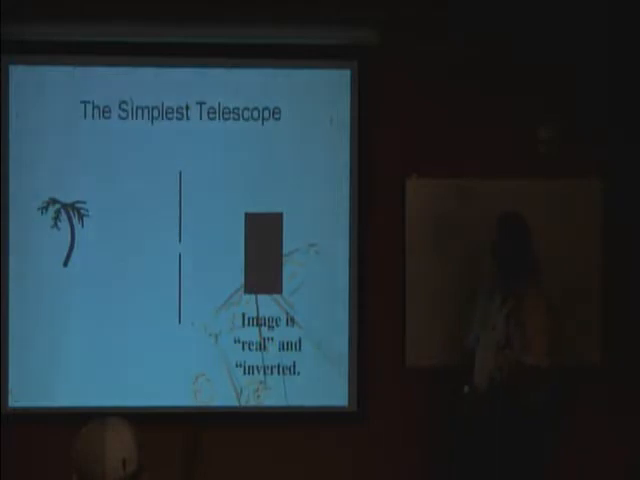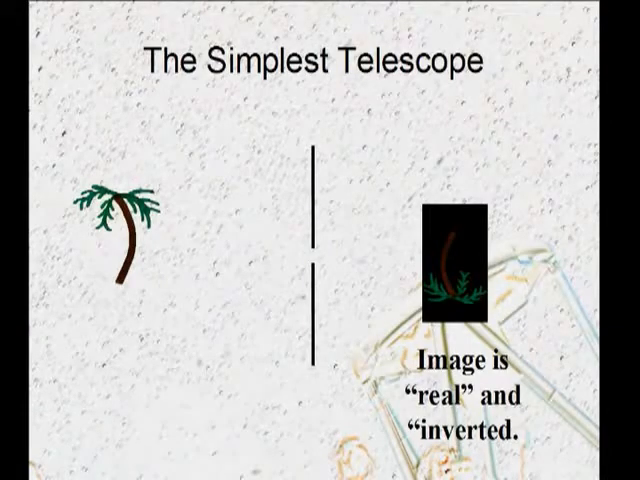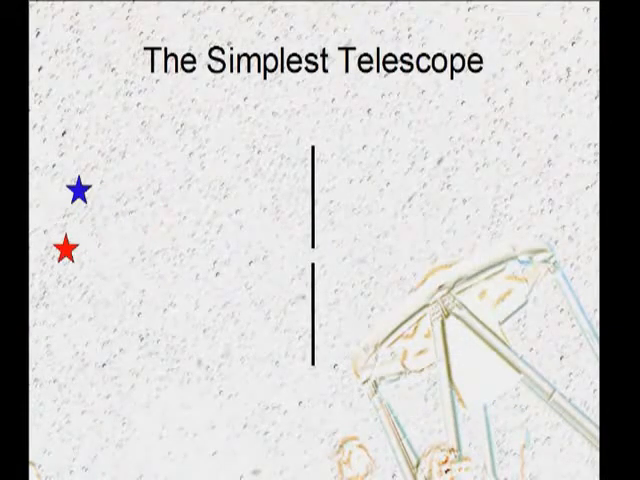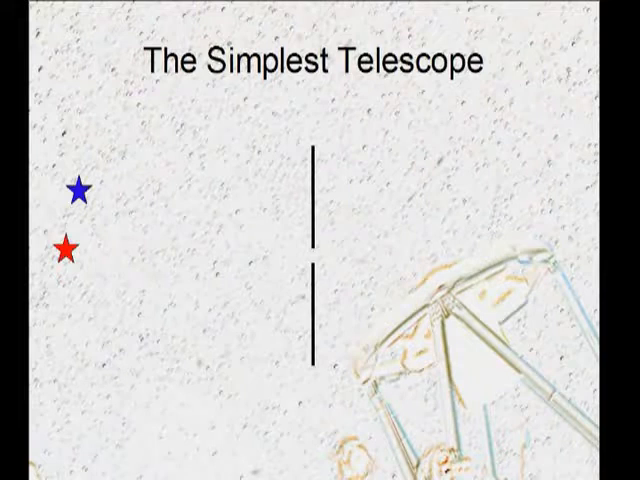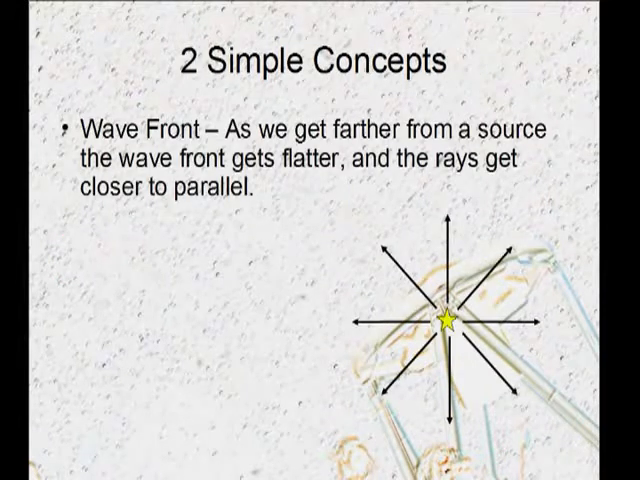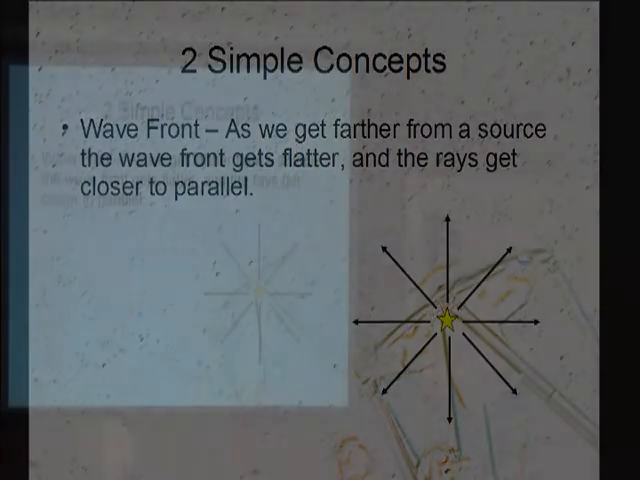Really wanted to make the point that it's real and inverted. So that's why we had to flash that on there several times, I guess. So now let's consider the case of two stars. Now remember, stars are very far away, so all of the light is going to be parallel. Okay? This goes back to our two simple concepts. As we get far away from a source, the wave front gets flatter and the rays get closer to parallel.